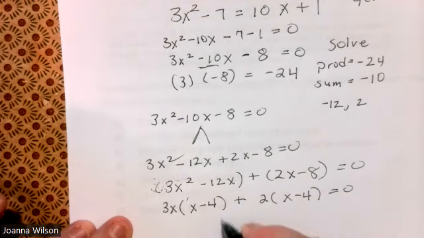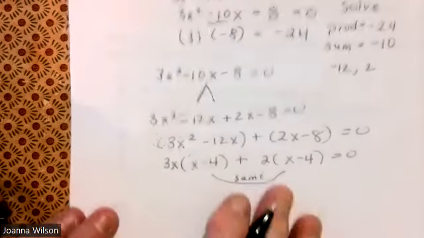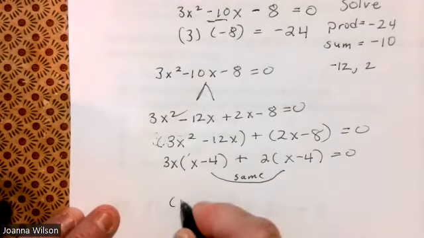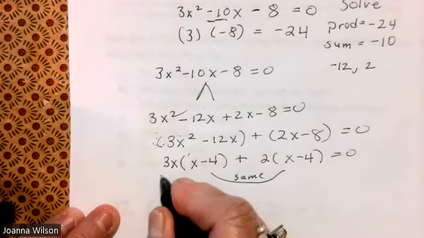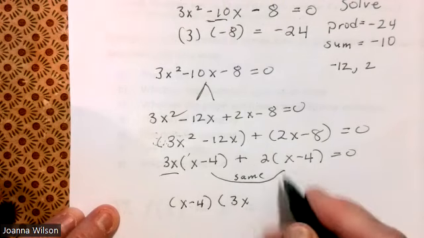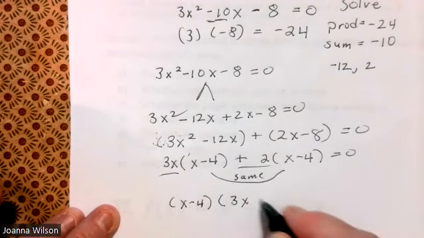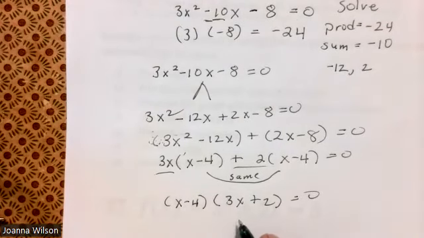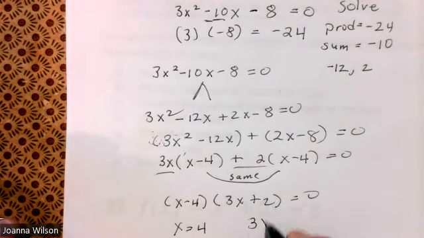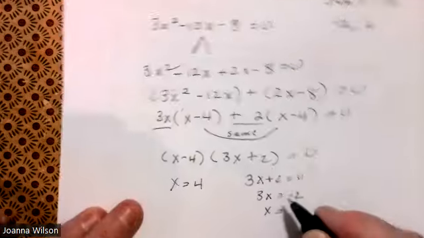And then it's working because these are the same. So then I factor out that common factor. And then what's left is the 3x and then the +2. And then I use that 0 property and I get x = 4. And then over here, 3x + 2 = 0. 3x = -2. x equals -2/3.